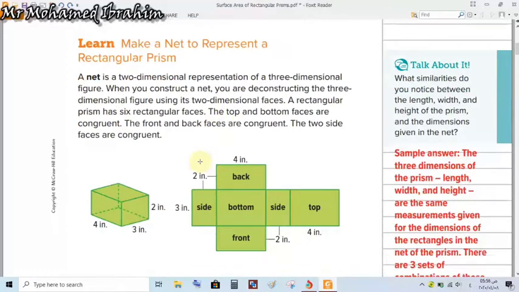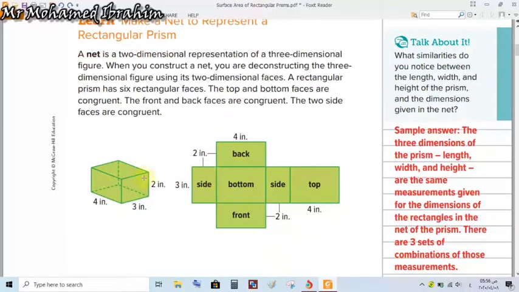First of all, in our last lesson I told you how to find the volume of a rectangular prism. So we multiply length times width times height. Today, inshallah, I will teach you how to find the surface area of any rectangular prism.